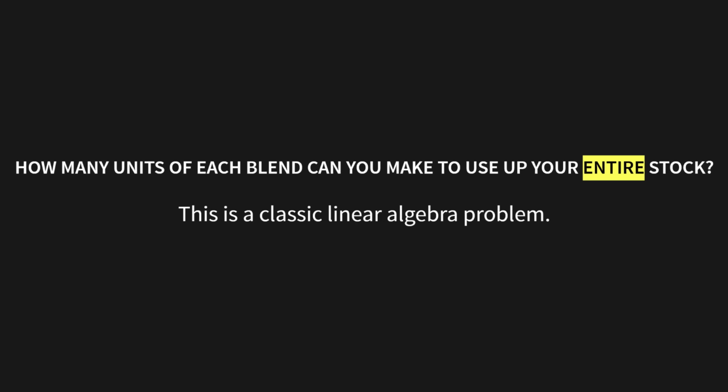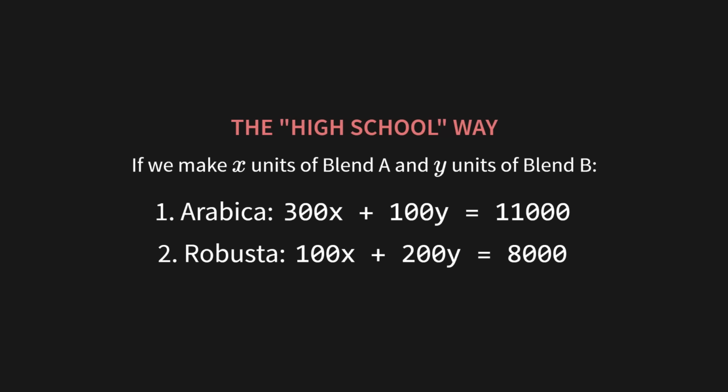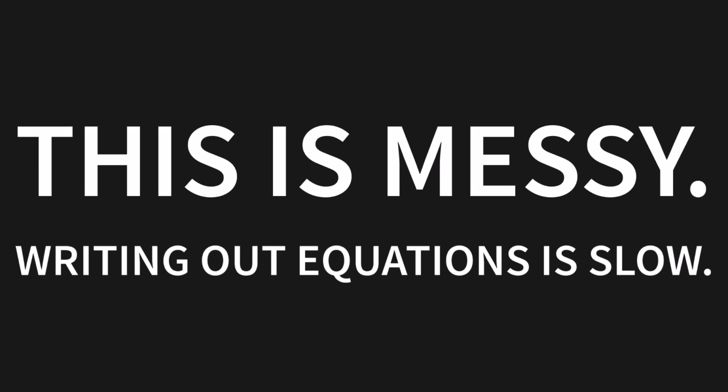This is a classic linear algebra problem. Now, let's think about the high school way of doing this. If we make X units of blend A and Y units of blend B, we'd write it out. For Arabica, it's 300X plus 100Y equals 11,000. And for Robusta, it's 100X plus 200Y equals 8,000. This is messy. Writing out equations like this is slow and, frankly, it doesn't scale well.